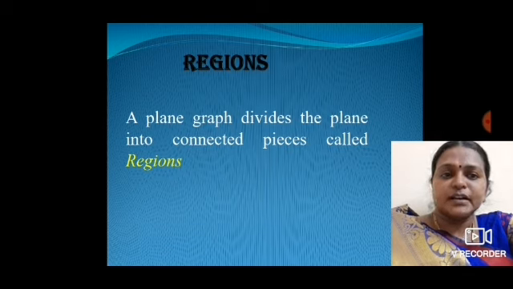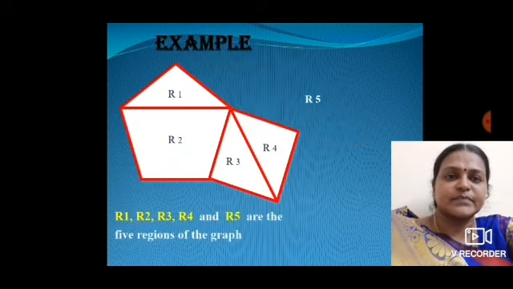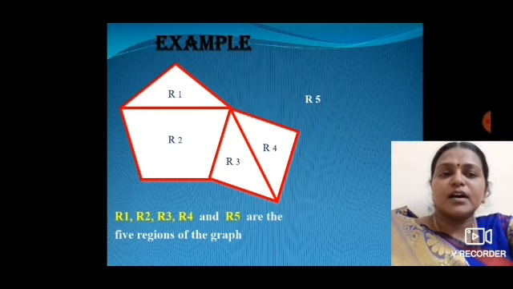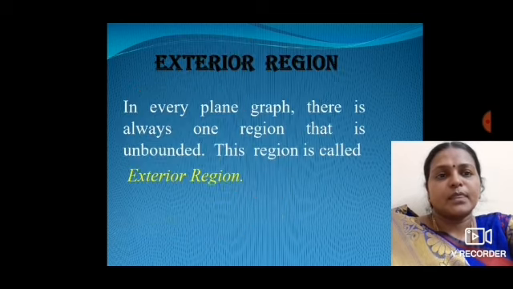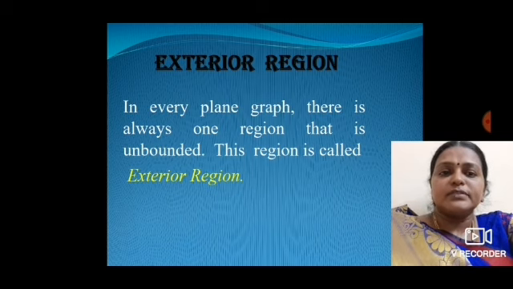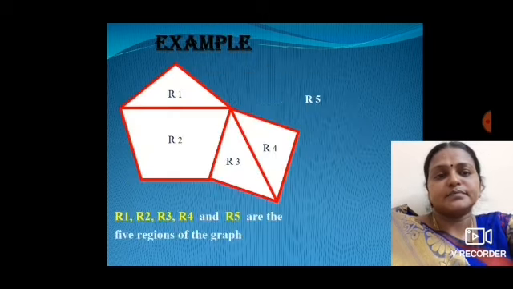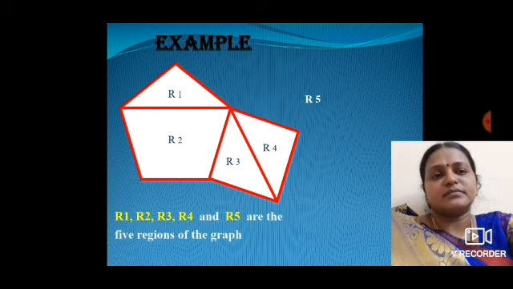Regions. A plane graph divides the plane into connected pieces called regions. See the example. Here R1, R2, R3, R4 and R5 are the 5 regions of the graph. In every plane graph, there is always one region that is unbounded. This region is called exterior region. In the same example, you could see R5 which is unbounded and it is nothing but the exterior region.